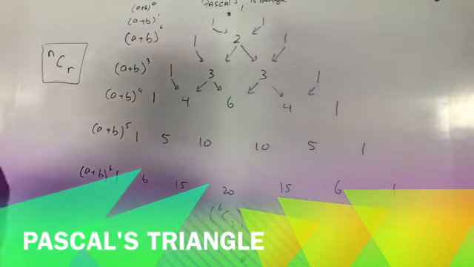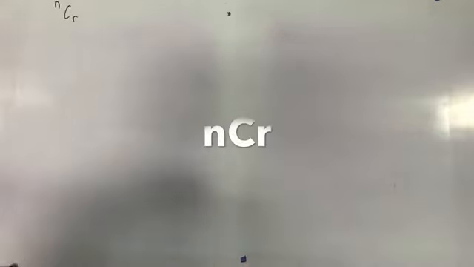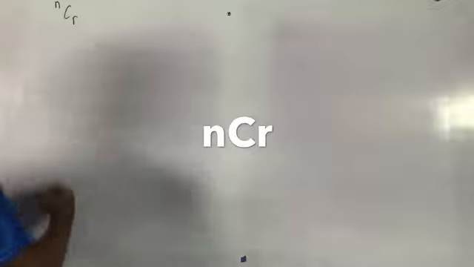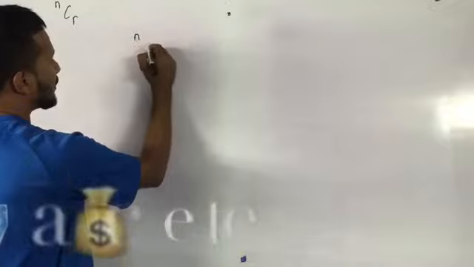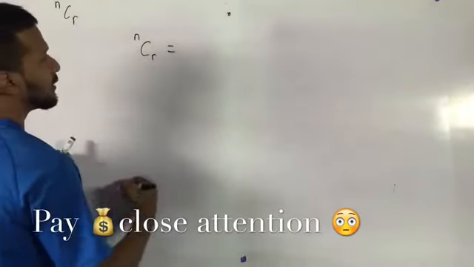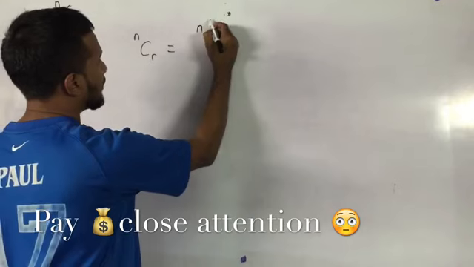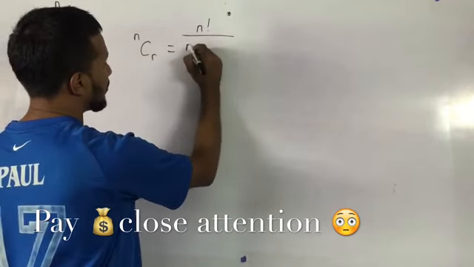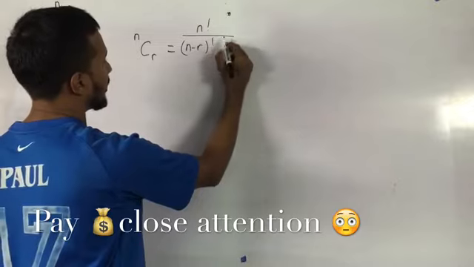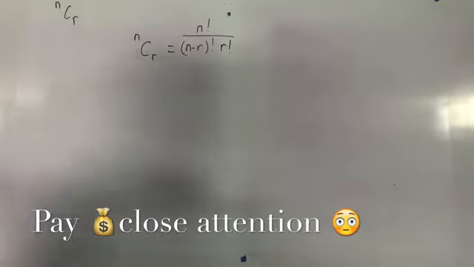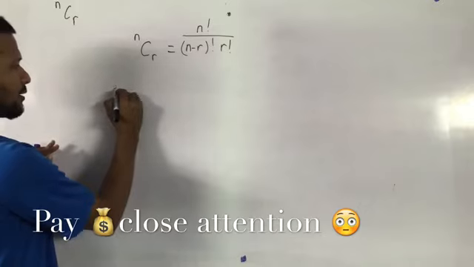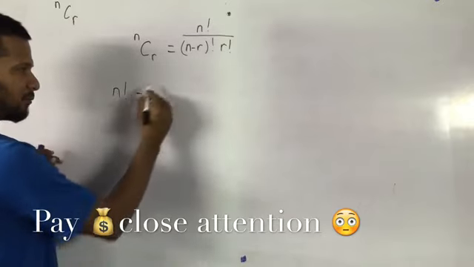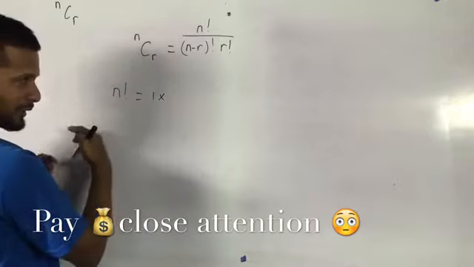Now we're going to take a look at using the actual formula. So there's a formula that gives us nCr. nCr is equal to n factorial over n minus r factorial times r factorial. So you might be wondering now, what is this factorial thing? Right? And it's very simple. What is factorial? n factorial is simply multiplying all the terms from 1 to n.